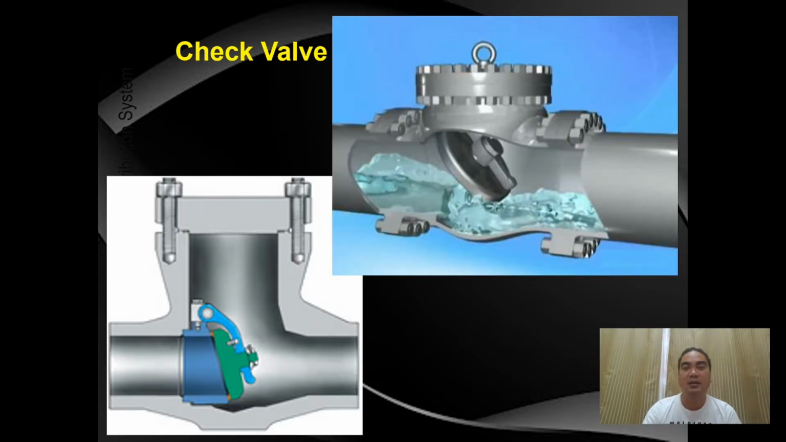Yan, ito yung sinasabi ko. So ito yung flap niya. So yung direction ng water is from left to right according doon sa image natin here. Left to right. So yung flap niya, mag-open lang siya pag yung water ay mag-move sa direction na ito. Hindi siya papasok doon sa kabila, hindi na makakabalik yung water once na nakalagpas na siya doon sa flap ng check valve.